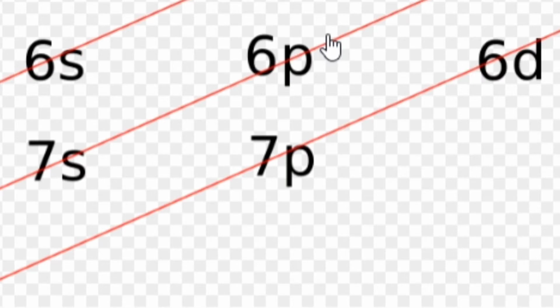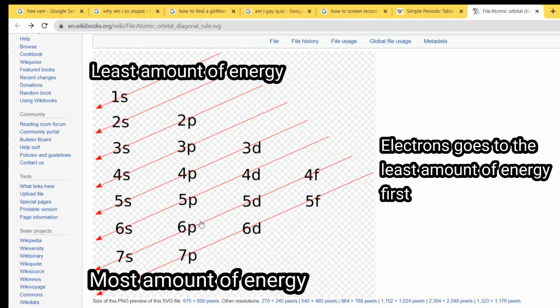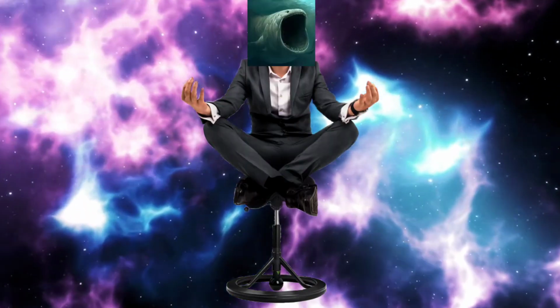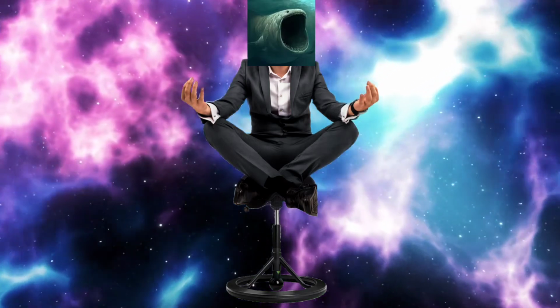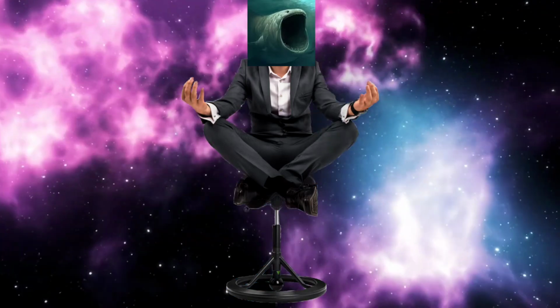But electrons go to the least amount of energy first, so it goes from 1S to 2S to 2P to 3S to 3P and so on. It looks easy, to be honest. It is easy.